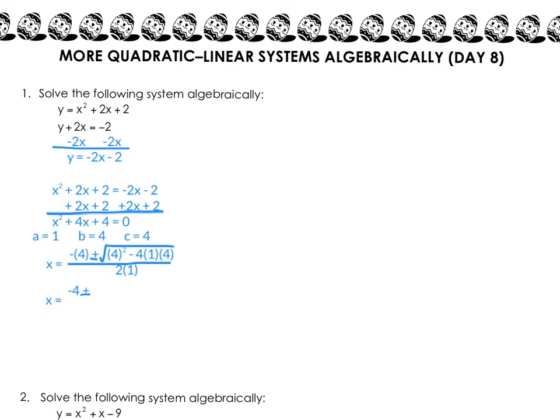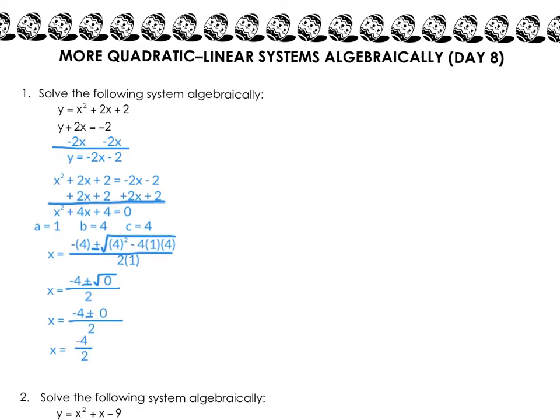When we do that, we end up with 0 under the radical. So I'm going to write that as 0, and then the denominator, 2 times 1 is 2. So now I can take the square root of 0 in the calculator and it becomes just 0. So now I'm going to rewrite this as negative 4 plus or minus 0 divided by 2. Now, negative 4 plus 0 and negative 4 minus 0 are both going to give me the same answer of just negative 4. So x equals negative 4 over 2. And negative 4 divided by 2 is negative 2. So my x value is negative 2.